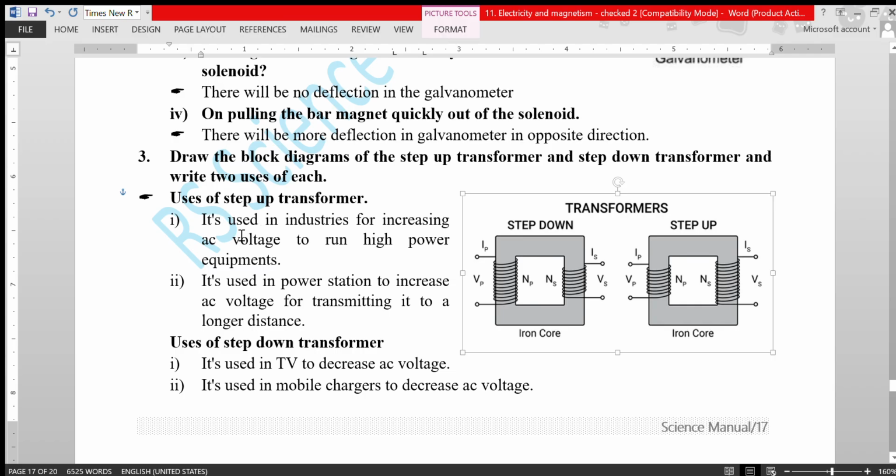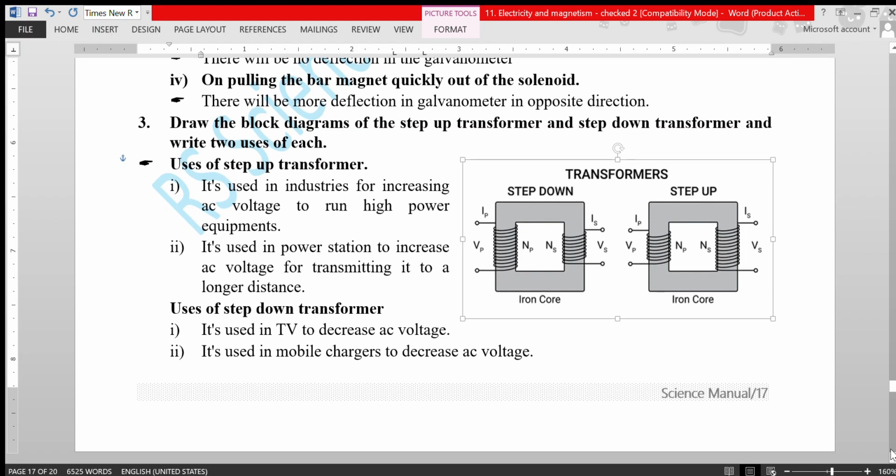Use of step up transformer. It is used in industry for increasing AC voltage to run high power equipment. Power plant to increase AC voltage for transferring it to a longer distance. Use of step down transformer. It's used in TV to decrease AC voltage. It's used in mobile charger to decrease AC voltage.